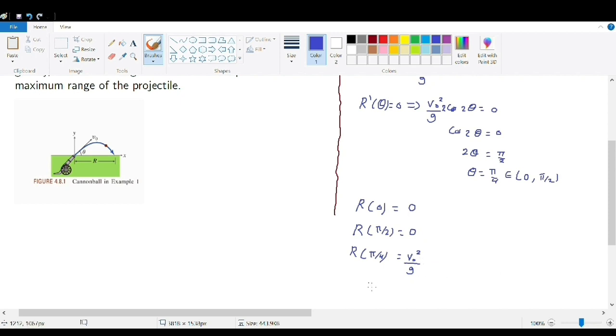So we conclude that R has a maximum value which is equal to v squared over g at theta equal to pi over 4.